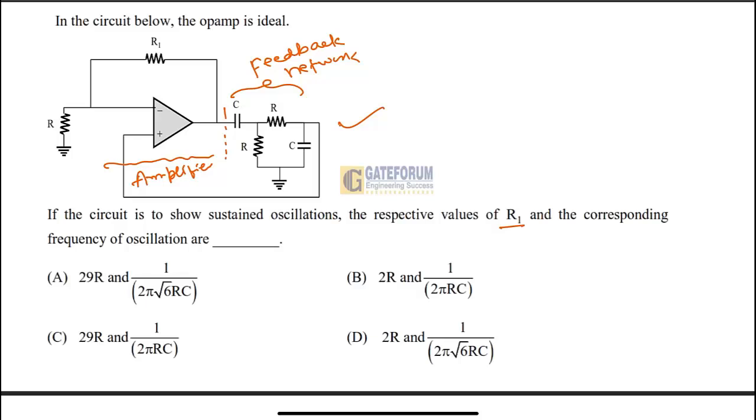So as we know, the condition for sustaining oscillation, or for performing oscillation, is A into beta equal to 1, where A is the gain of the basic amplifier of the circuit and beta is the gain of the feedback network.